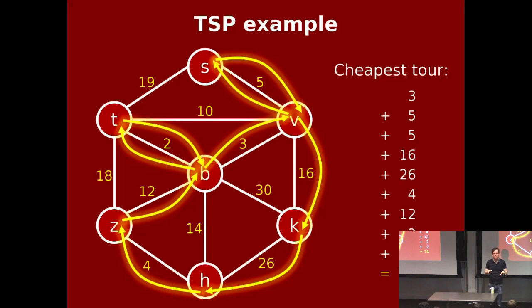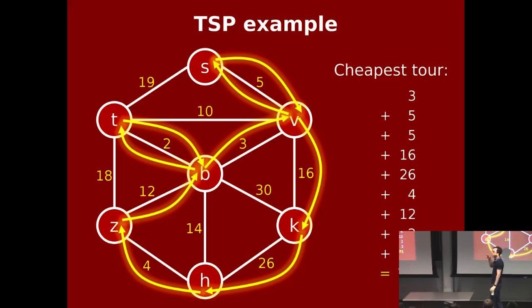OK, any questions about the problem? Yeah. Is this probably in NP? Yeah. It's not technically, because of this whole optimization versus decision thing. The decision version of this is I give you a graph with the labels, and I give you a number k, and I ask you, is there a tour that visits all the vertices and has total length at most k?